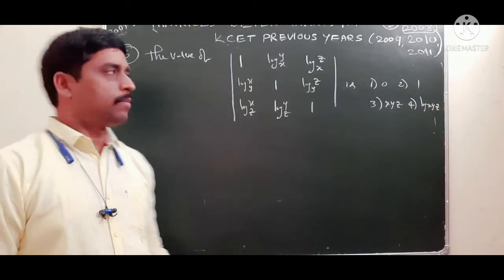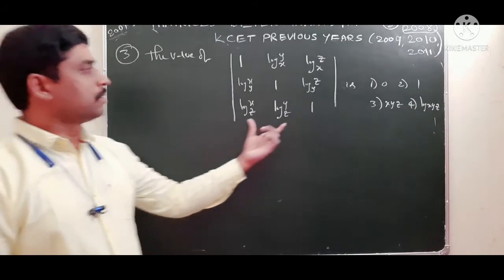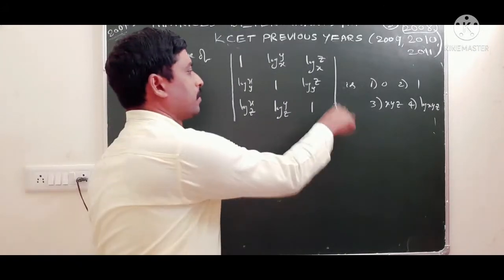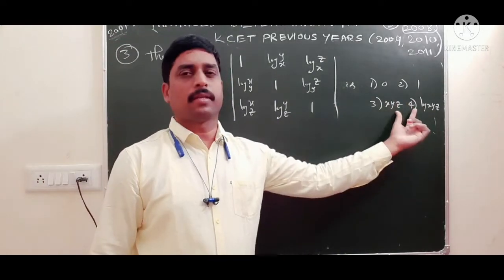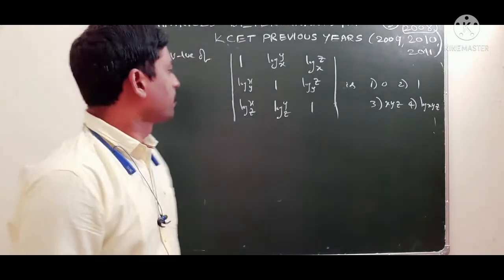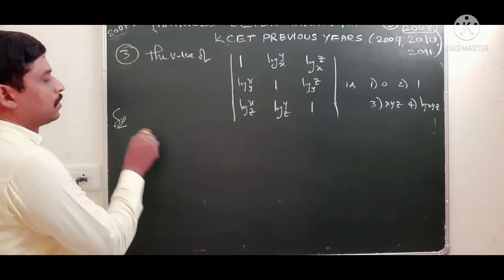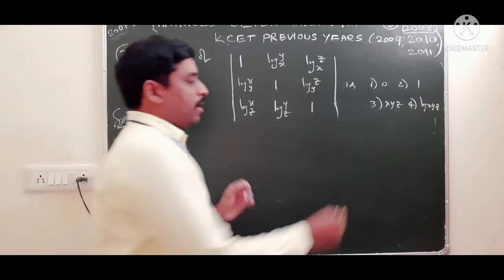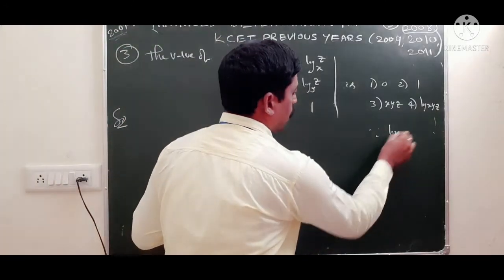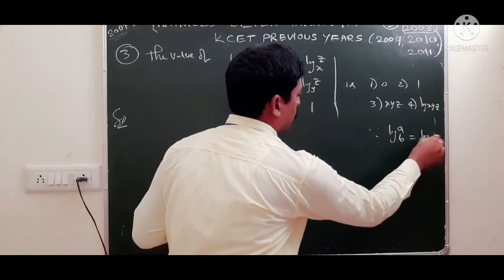Let us go to the next problem. This is from 2009. This det value will be, the options are 0, 1, XYZ and log XYZ, given. So we have one formula: log A base B is equal to log A by log B.